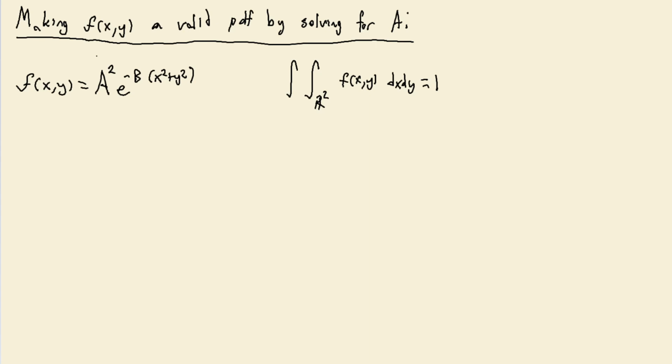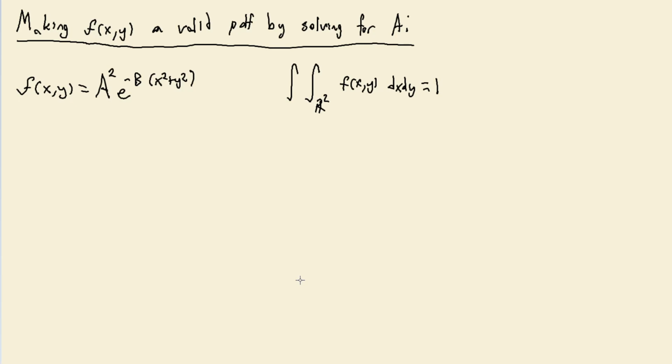Now let's get to the business of actually figuring out what this a value needs to be to restrict this area to be equal to 1 and make this a valid probability density function. All right, so let's get into this. This is the idea here. We want to restrict this area to be equal to 1, or I guess in this case it would be volume under a surface. And so how are we going to actually do this?